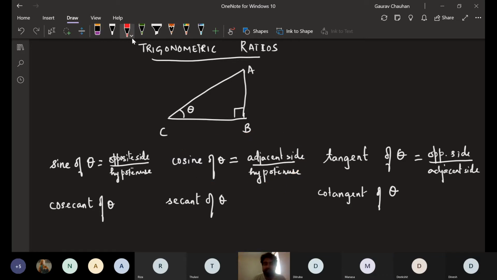Let's take some arbitrary numbers. Let's take this as 3, this as 6, this as 8. With 6 and 8, what will this come? Anyone quickly? Root over 6 square plus 8 square. Anyone can tell me what will be the length of AC? Dinesh, tell. Dinesh?